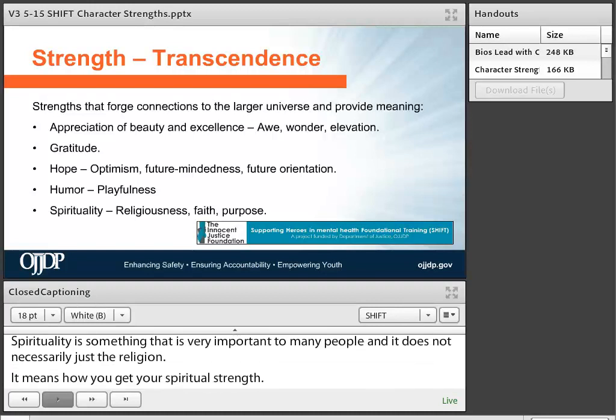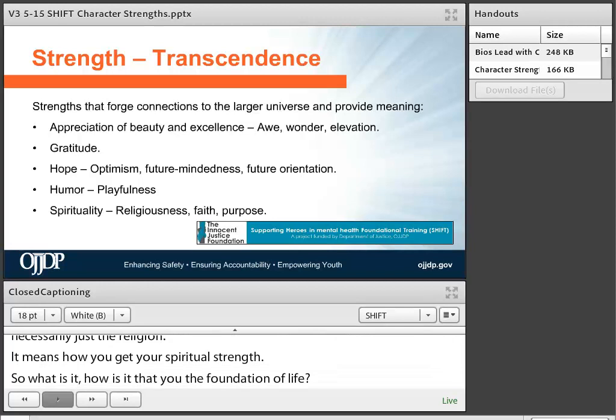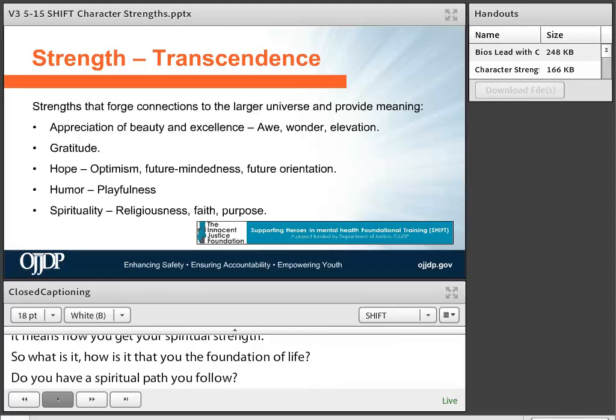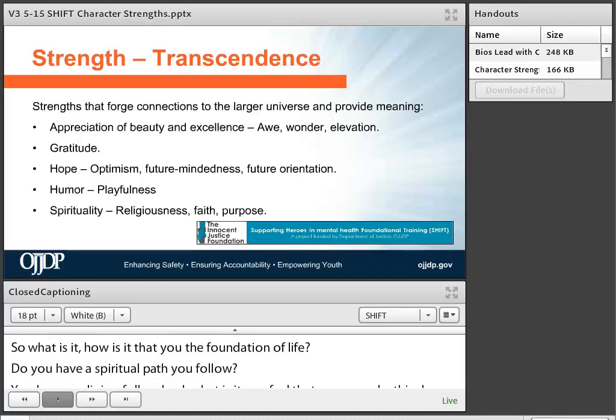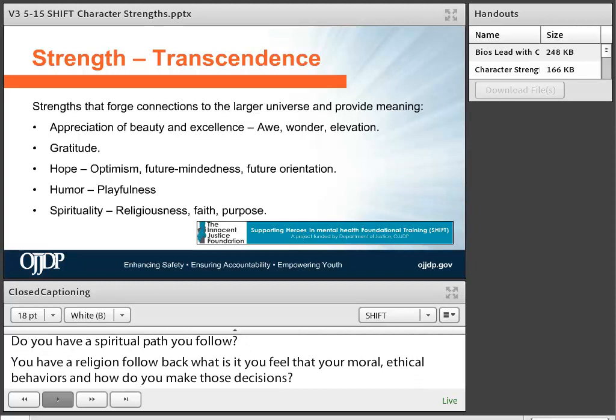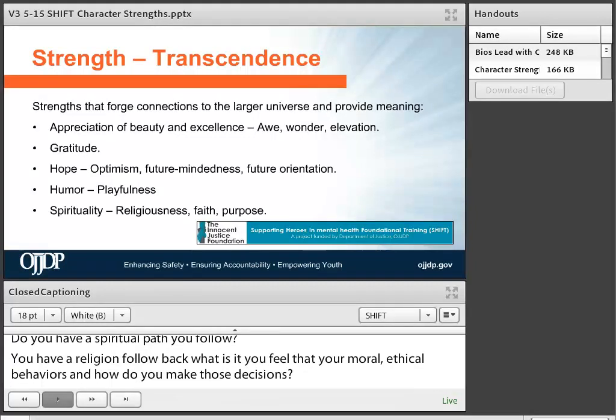Do you have a spiritual path you follow? Do you have a religion you follow? What is it that you feel guides your moral, ethical behaviors? And how do you make those decisions? Is it based in a religious view? Is it based in a faith-based view? What is your spirituality, and how can you use that when things are tough?